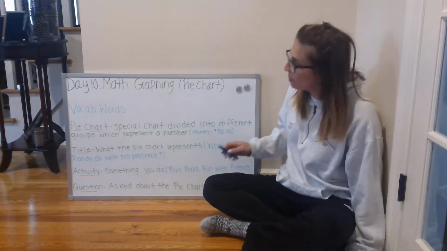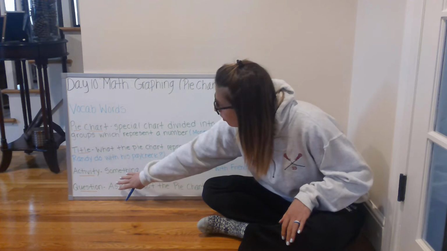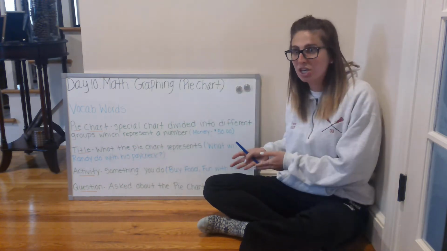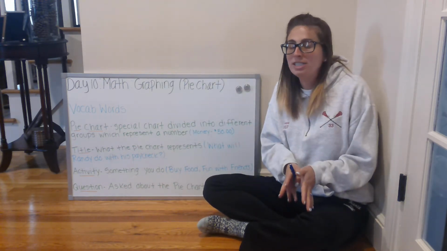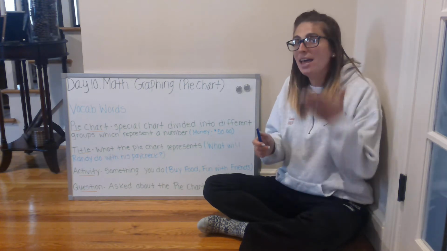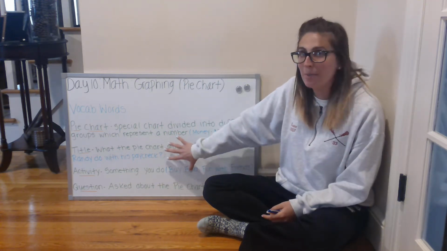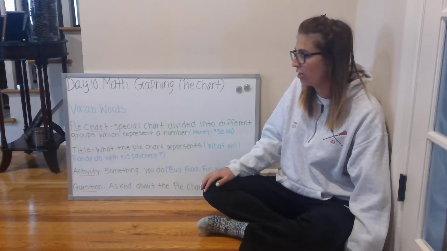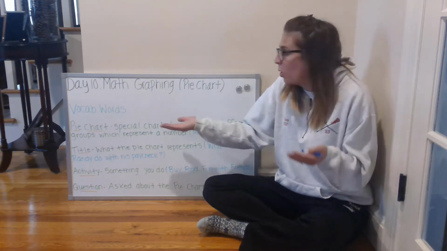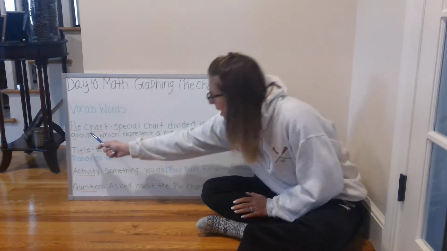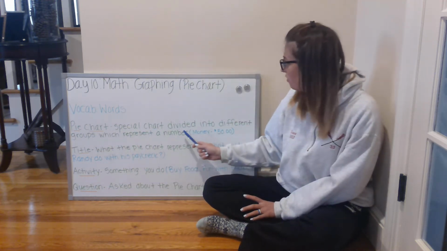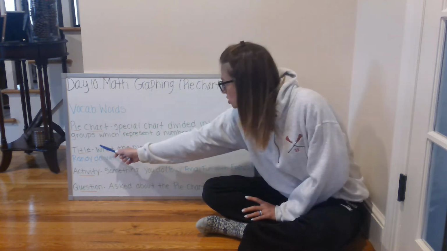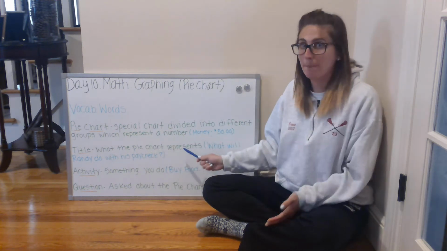So the first thing I'm going to do is go over these 4 vocab words and explain them to you. Then I'm going to tell you what materials we are going to need, and then I'm going to show you how these vocabulary words represent the pie chart that we're going to be working with. So let's first start off with what is a pie chart. A pie chart is a special chart divided into different groups which represent a number, okay?